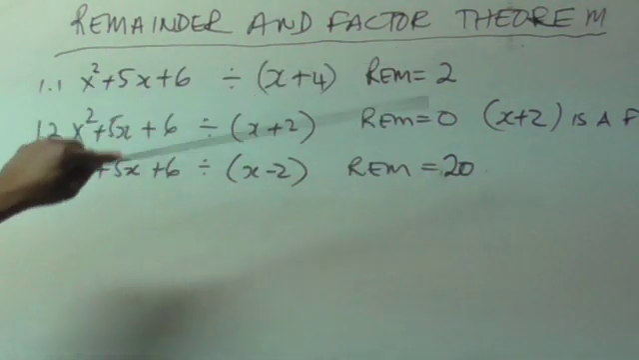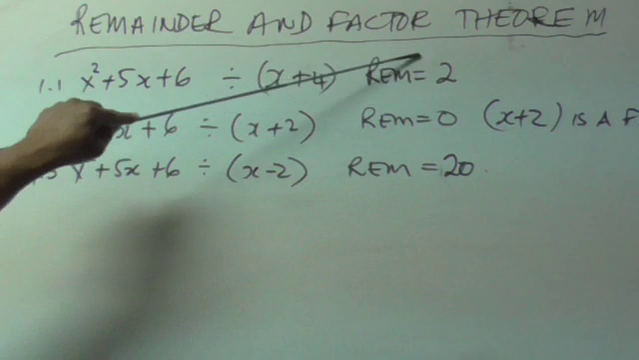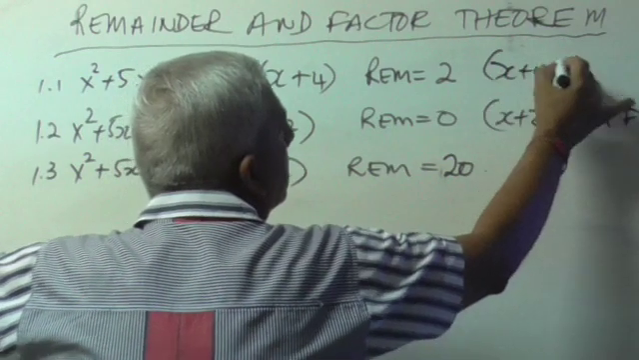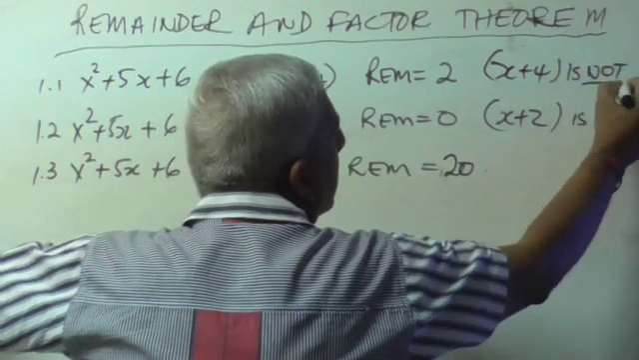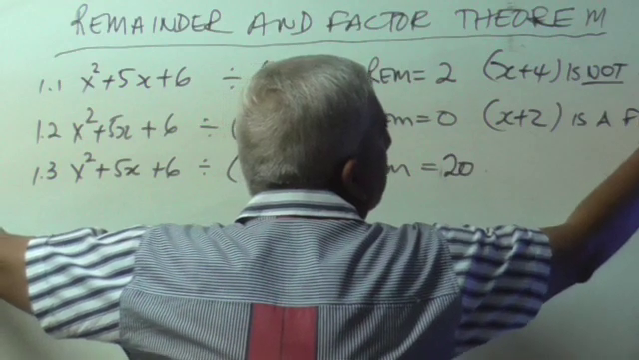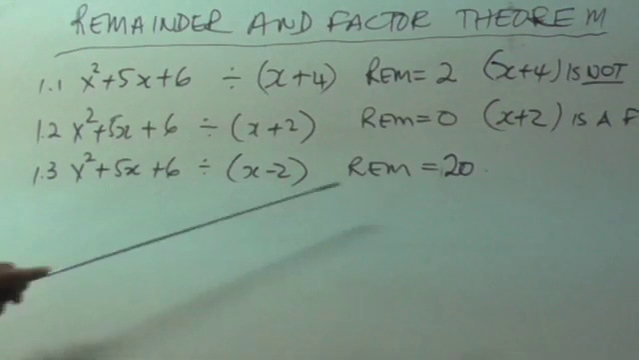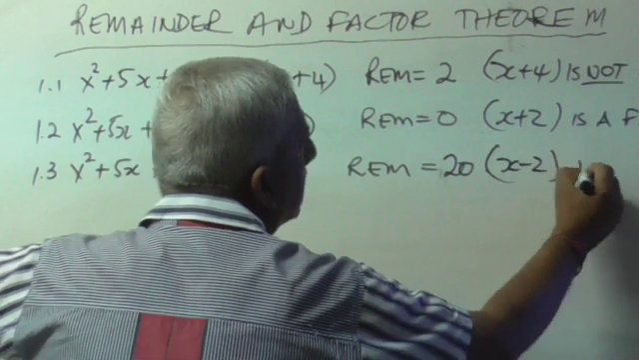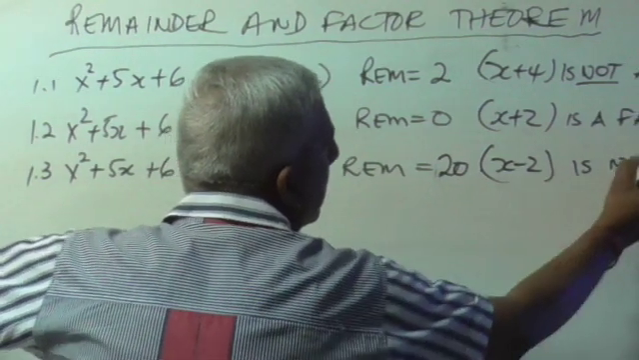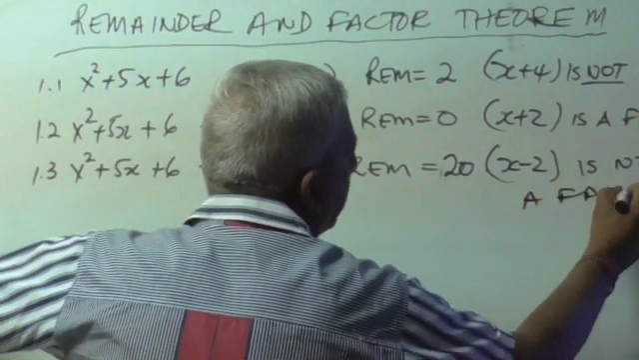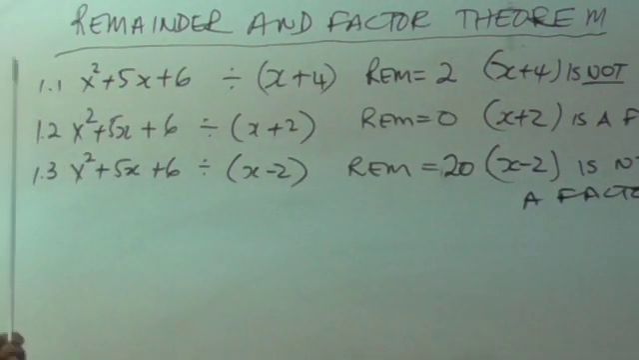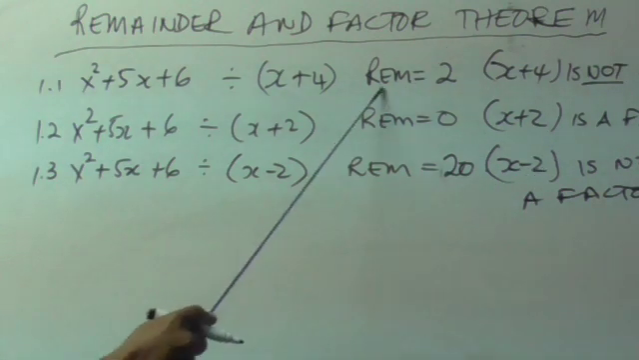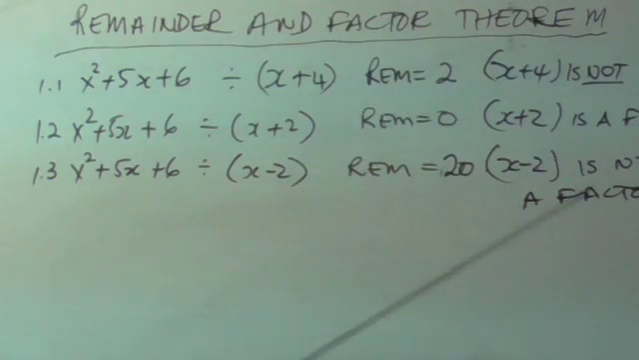Now in these two cases, the remainder is not 0. If the remainder is not 0, then x plus 4 is not a factor. In this example here, the remainder is 20, so x minus 2 is not a factor. So you must understand that when the remainder is 0, then it is a factor. When the remainder is not 0, then it is not a factor.